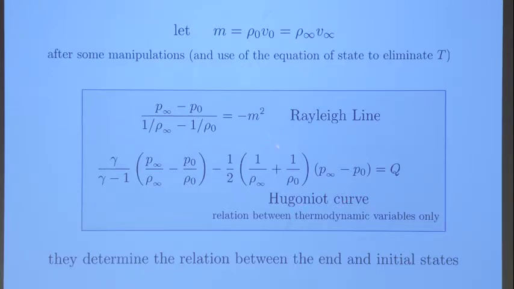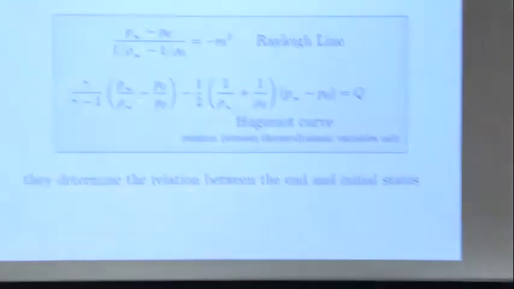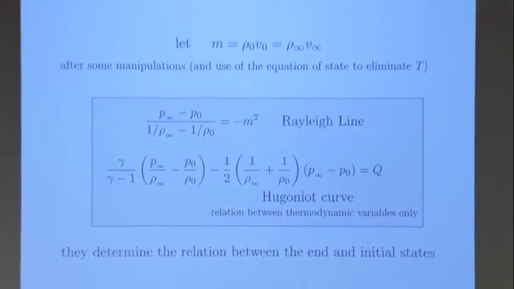So what we have left is all these relations reduced to two relations, the Rayleigh line and the Hugoniot, and these determine the end state. So if you start with an initial state, rho naught, p naught, T naught, and so on, and you want to know the end state, you have to solve these two relations. So it's convenient to present the result in a diagram that consists of P versus the reciprocal of rho.